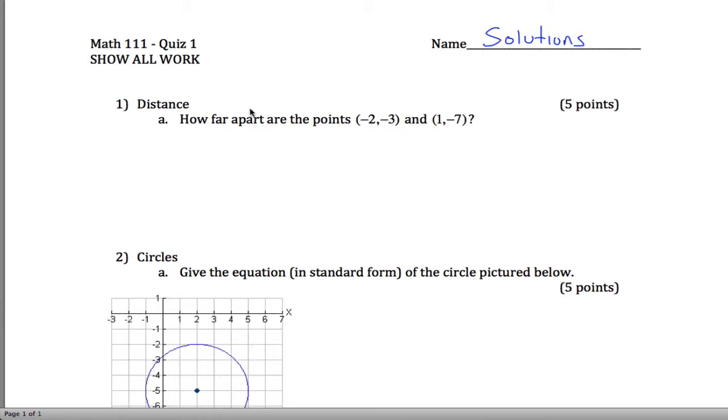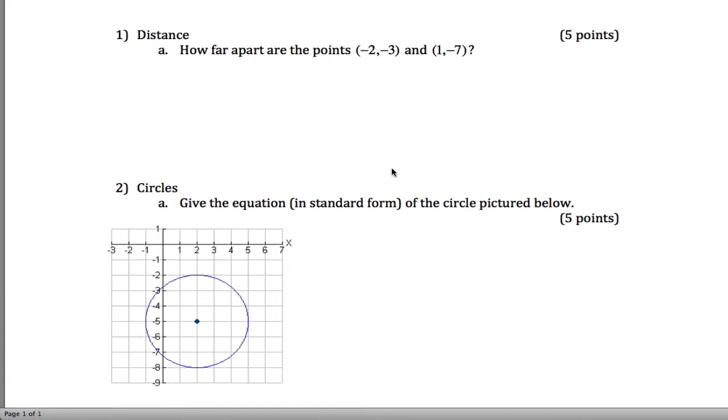All right, here are solutions to our first quiz for Math 111. Let's see, we're given a couple of points and asked how far apart they are. A couple different ways you can do this. You can draw a picture and make a triangle out of it, or you could jump straight to our distance formula. Our distance formula tells you that the distance between 2 points, if you call one of the points x1, y1, and the other one x2, y2, it's given by this formula.